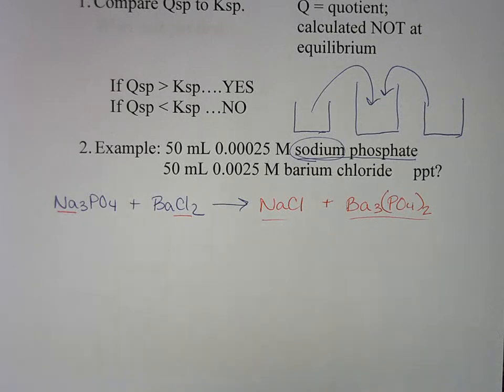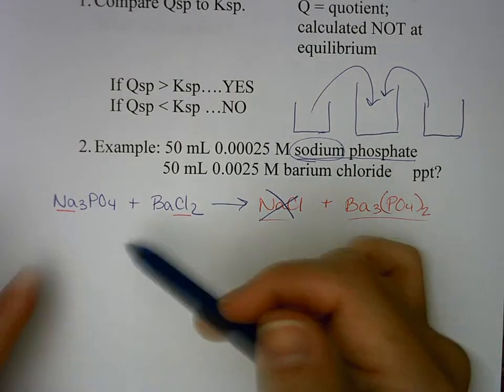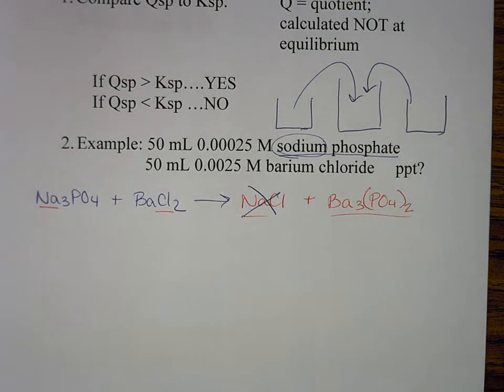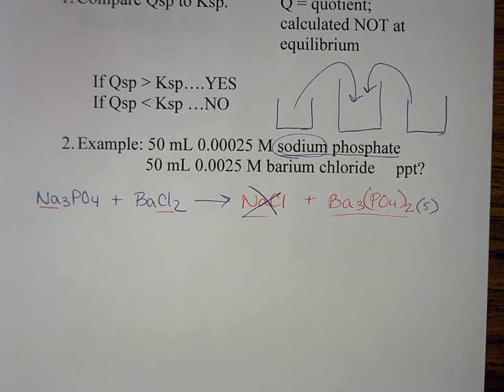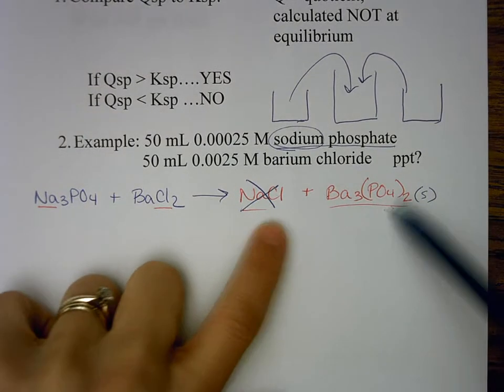NaCl is always soluble, so even though I'm going to maybe make that as a product, it's still going to remain ionized. And so it's the barium phosphate. Remember, this goes all the way back to like September when you had to do the double replacement, figure out which one is the solid product.